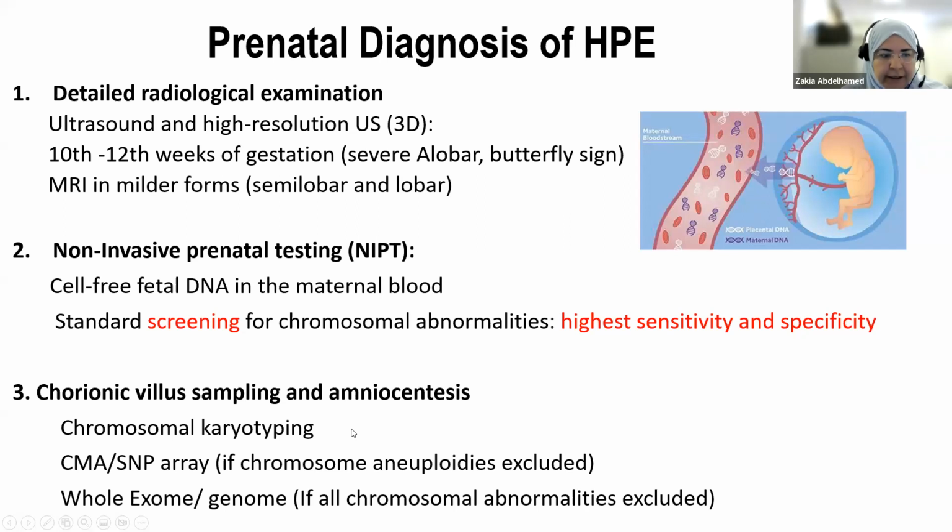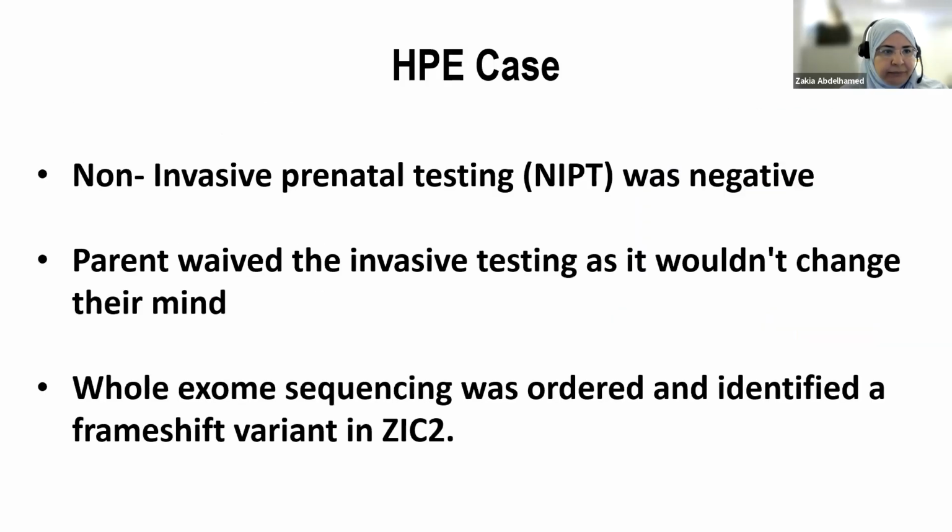Chorionic villus sampling and amniocentesis are used to perform karyotype analysis, chromosomal microarray, or SNP array. And if all of this doesn't show any abnormalities, we prefer to do whole exome now, because there are so many genes and testing all of these would be very troublesome. So if the karyotype came back normal and the chromosomal microarray is normal, exome or genome can be the choice to go. Going back to the case, what happened to her?